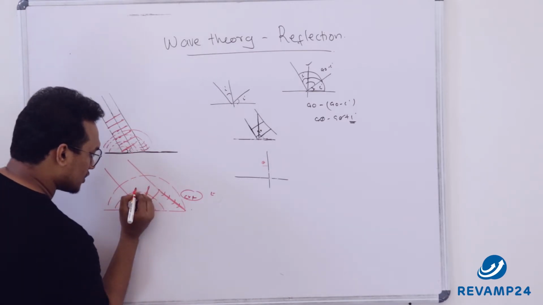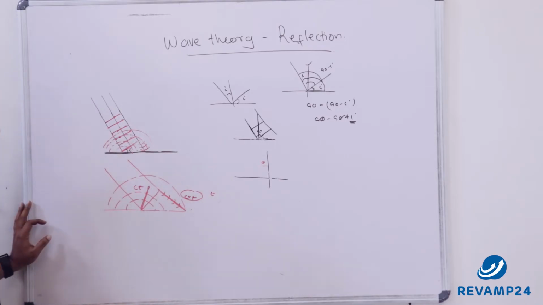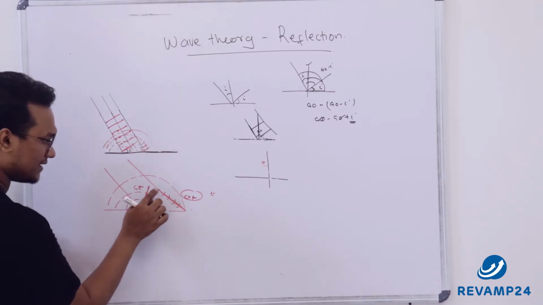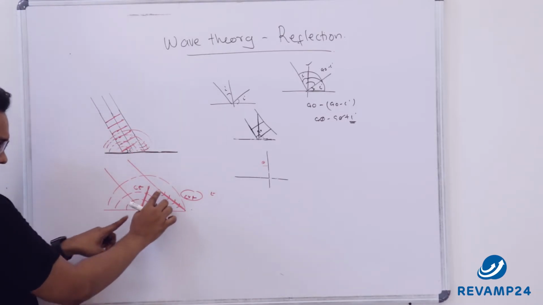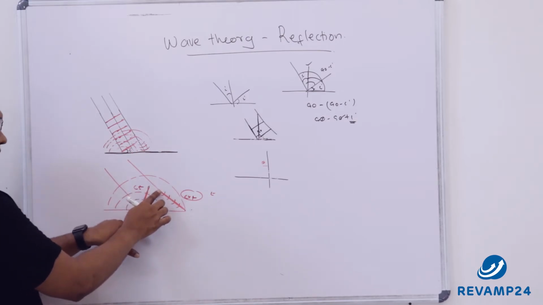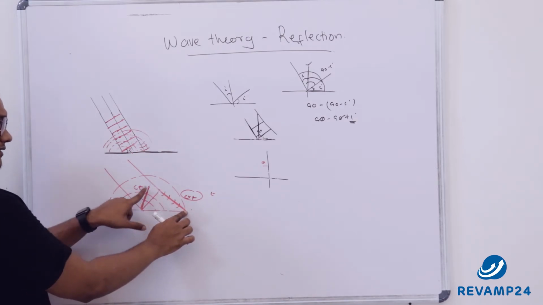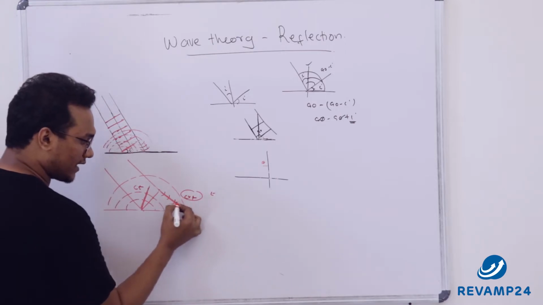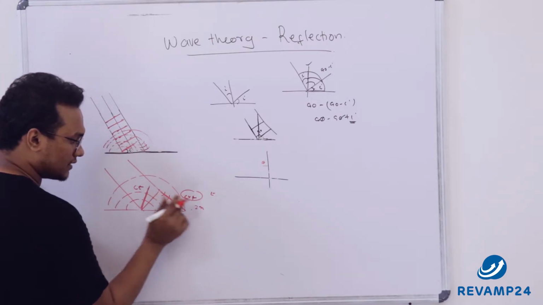Now by the same time, this will also cover a distance of c into t, because it's the same medium. See, these are instantaneous processes. From here, this is sending in this direction. From here, it is sending in this direction. After 2 seconds, where would this be? 2 into the velocity of light.